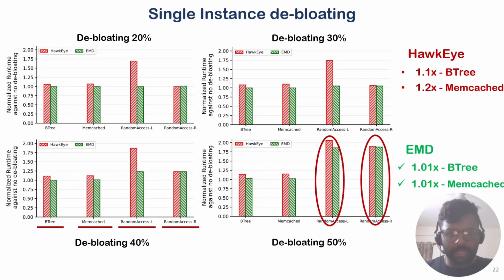For random access L, Hawkeye's average runtime overhead reaches 1.84x, while EMD shows a 1.28x increase, reflecting a 56% improvement. Hawkeye and EMD perform optimally for random access R with an average runtime overhead of 1.28x, since the optimal order for de-bloating in this case is sequential.